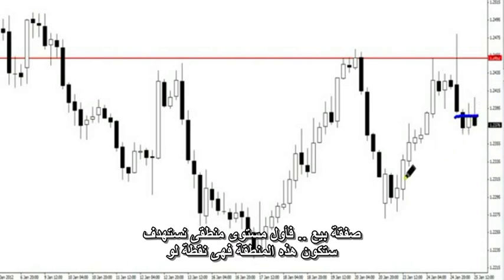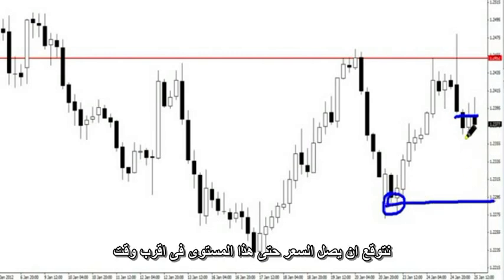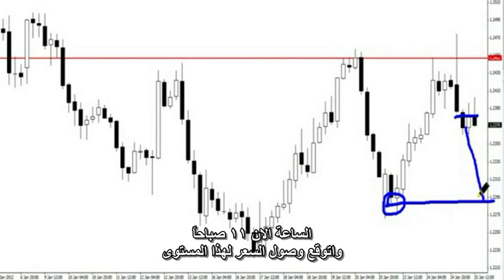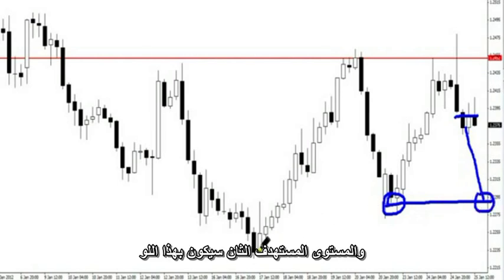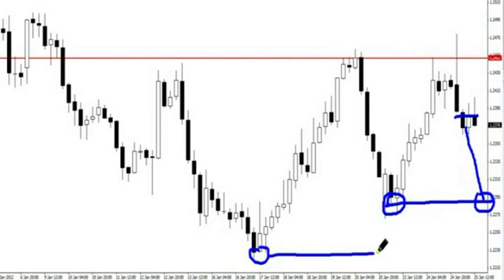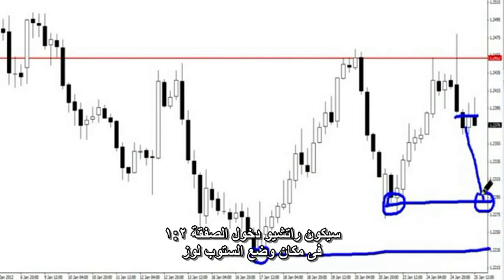Now, the first logical area to target will be this area here, these lows. We would expect price to reach there fairly soon. It's 11 o'clock here my time, so probably in the morning I'd expect to wake up and price to be there. Then the second logical target would be these lows. So this is nearly 2-to-1 risk reward here. Here's 3-to-1 risk reward with my stop placement.